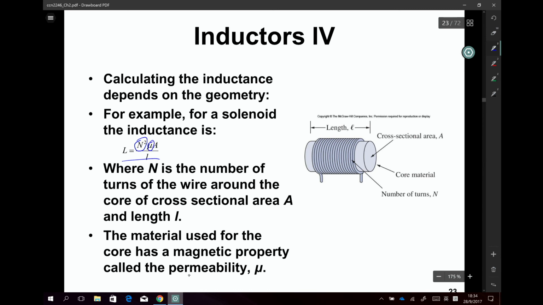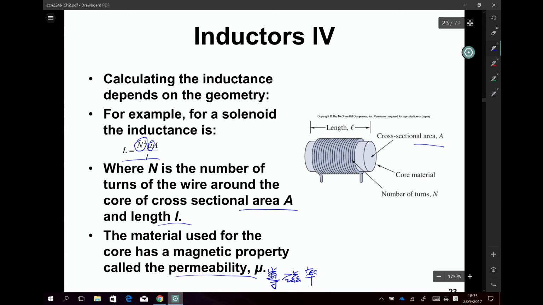Mu is the permeability. In Chinese, it is called 導磁率. It is a material specific parameter. Different materials will have different permeability. A is the cross-sectional area of the inductor, and l is the length.